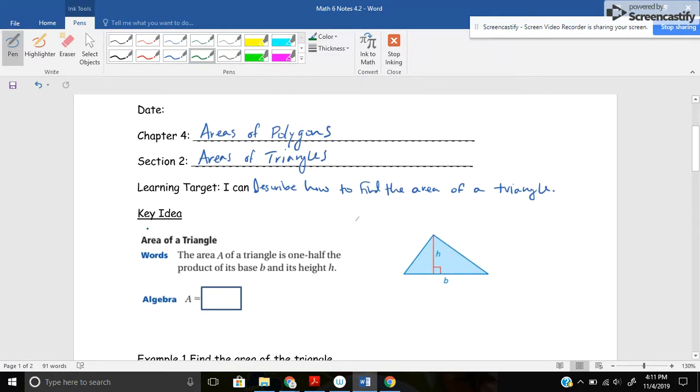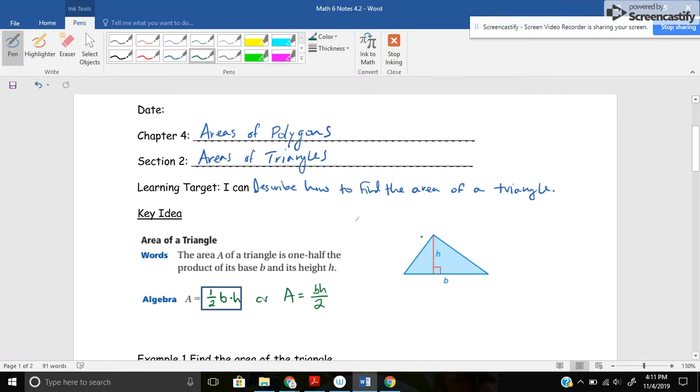For our key idea, it says for words, the area A of a triangle is 1/2 the product, and product means multiply, of its base and its height. To shorten that up, the area formula is half of the product of the base and the height. So 1/2 times base times height, or some people like to remember it as base times height divided by 2. That would be the same thing. Dividing by 2 and multiplying by the half are exactly the same thing.